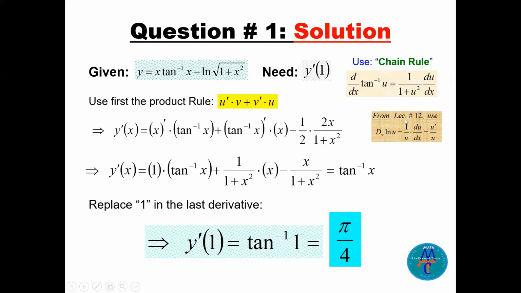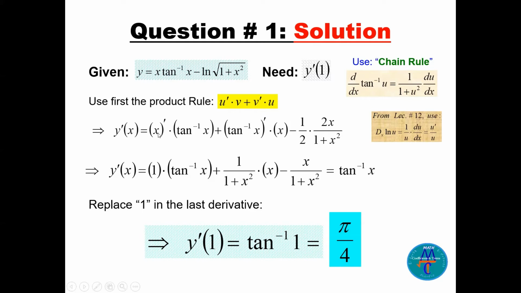This is from lecture number 12. Or we can say the derivative of ln of u is simply u prime over u. So this will be 1 plus x squared all to the power half. So it will be half times 2x divided by 1 plus x squared.